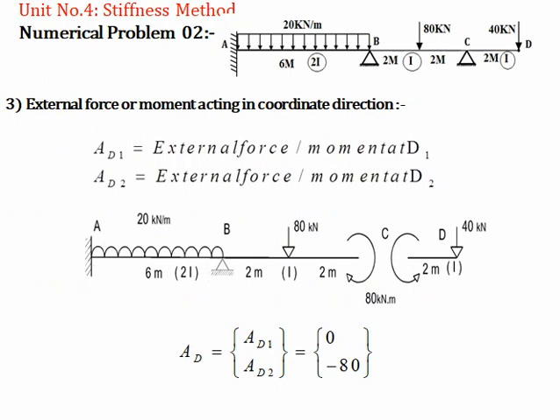After this we covered AD1 and AD2, that means the force or moment acting in the coordinate direction. Coordinate direction means theta b and theta c, and along these there is an external moment. At B there is no external moment, so 0. At C we took the external moment from the cantilever portion, and that is minus 80 kilonewton meter.